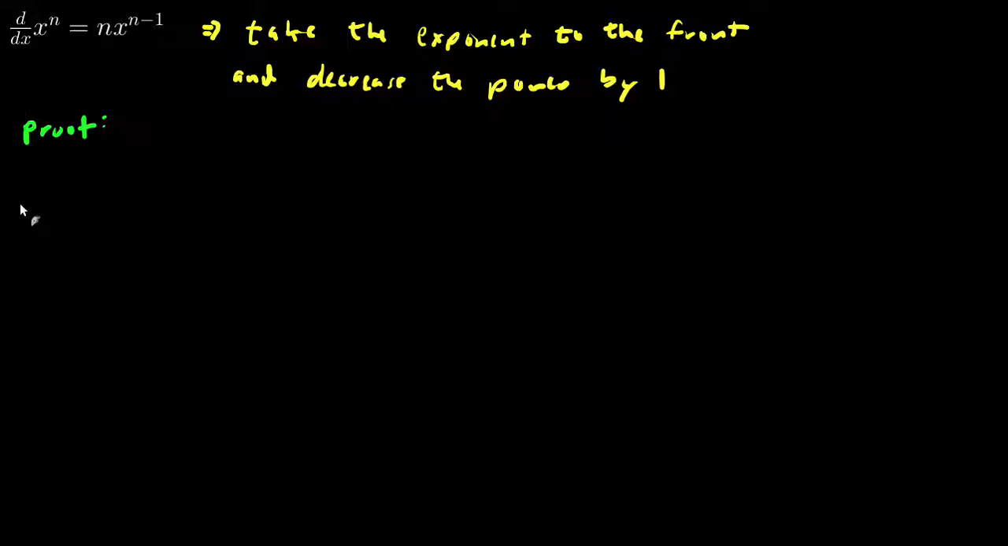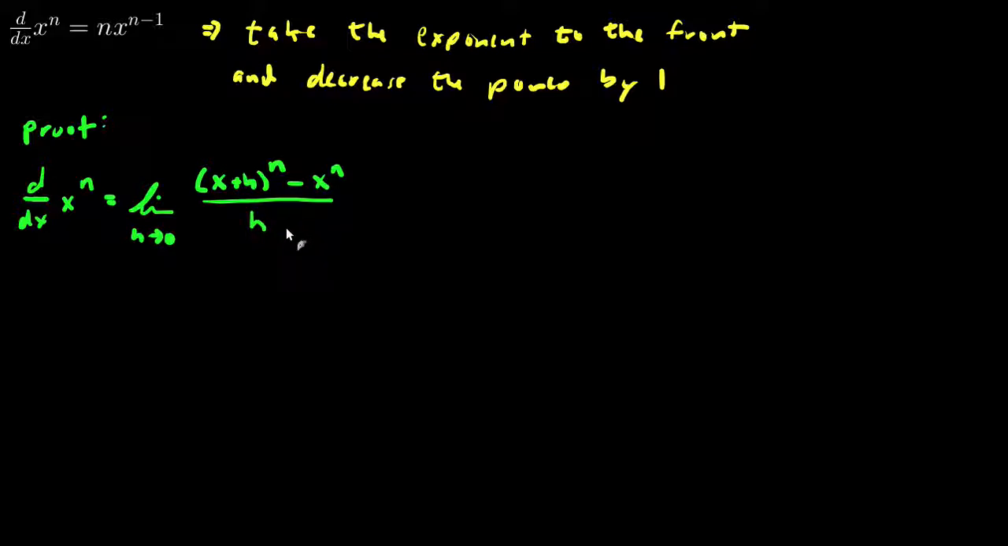So we start off with the derivative with respect to x of x to the n. And we know that the derivative is going to be the limit as h approaches 0 of (x plus h) to the n minus x to the n, all over h, the limit of the difference quotient. If I expand this out, I will have x to the n as my first term, plus n x to the n minus 1 h as my second term.